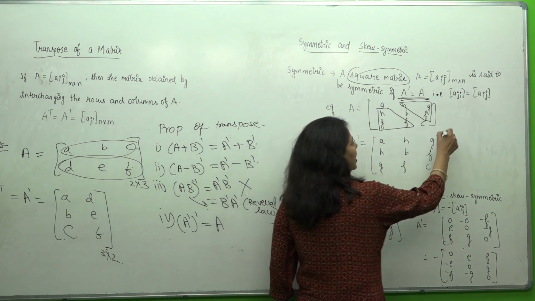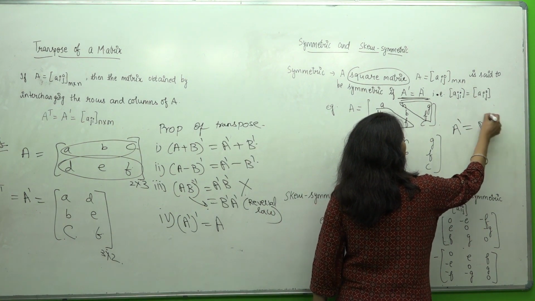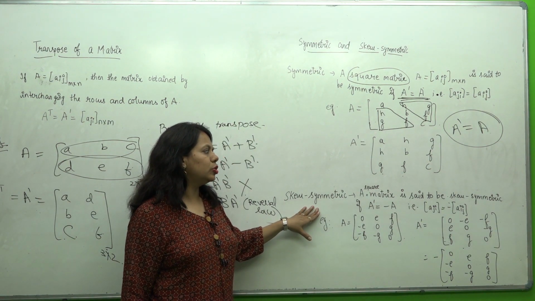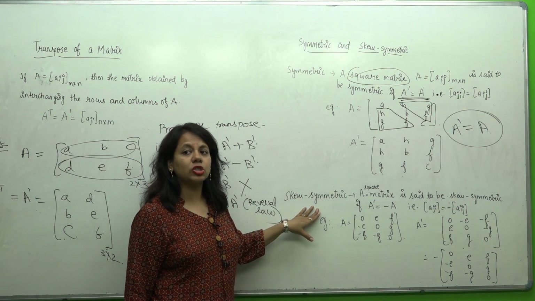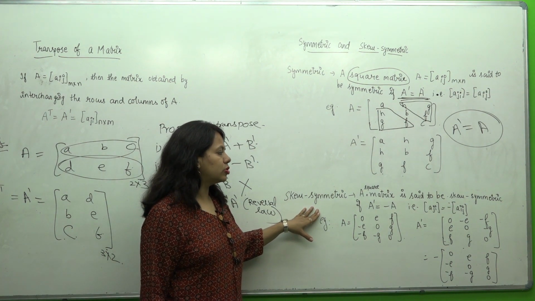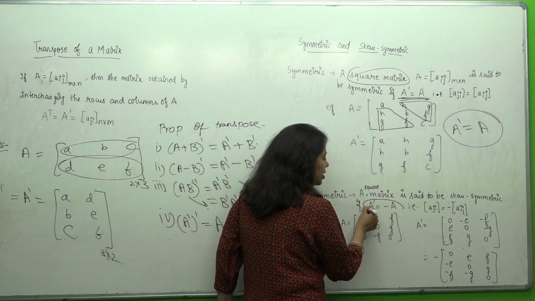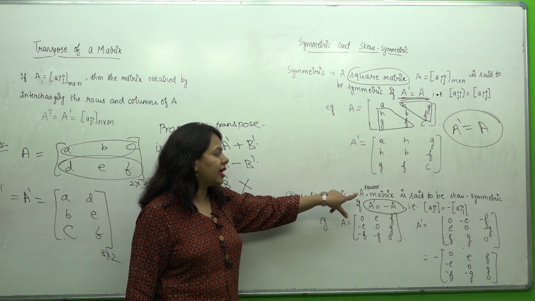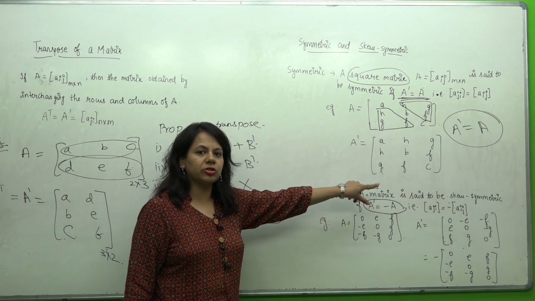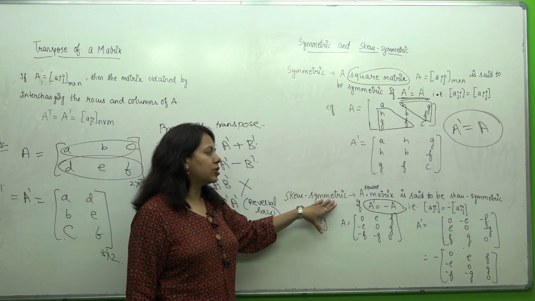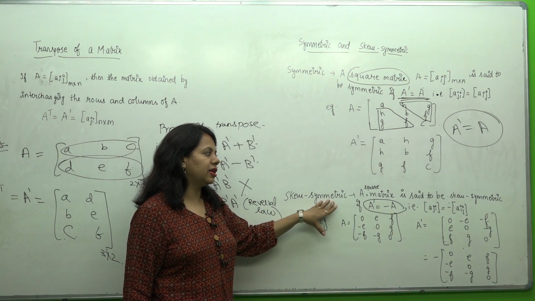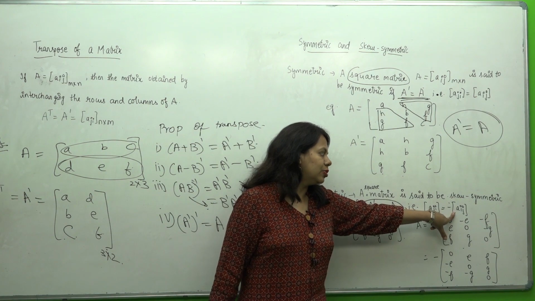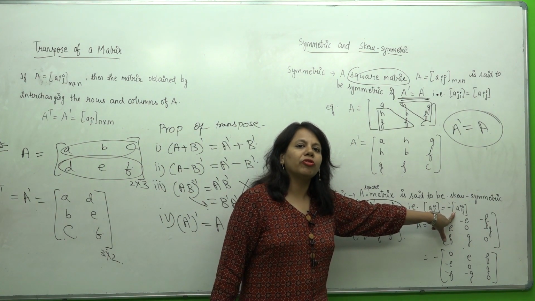Please do remember, A dash is equal to A. That is my definition for a symmetric matrix. Now, a skew symmetric matrix. What is a skew symmetric matrix? A skew symmetric matrix is a matrix in which A dash is equal to minus A. Now, this again occurs in case of square matrices only. Please do remember, skew symmetric matrices also occur in case of square matrices. That is, aji is equal to minus of aij.